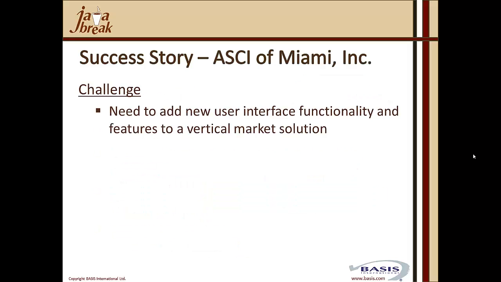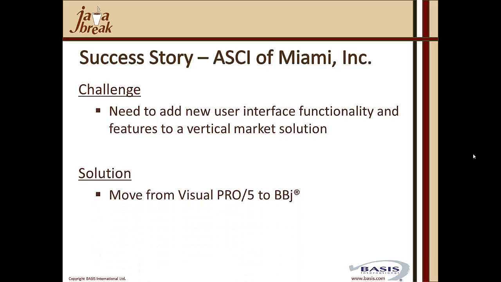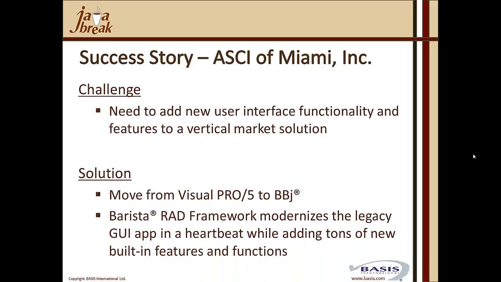So what is their challenge? They wanted to add new user interface functionality and new features to their vertical market solution. Their application was looking somewhat dated, more of a Windows 95 and Windows 98 type look and feel. They wanted to take advantage of new features, new functions, grids, the MDI framework, etc. And the decision was to move from Visual Pro 5 to BBJ and take advantage of Barista's rapid application development framework to modernize the legacy GUI app in a heartbeat while adding tons of new built-in features and functions.